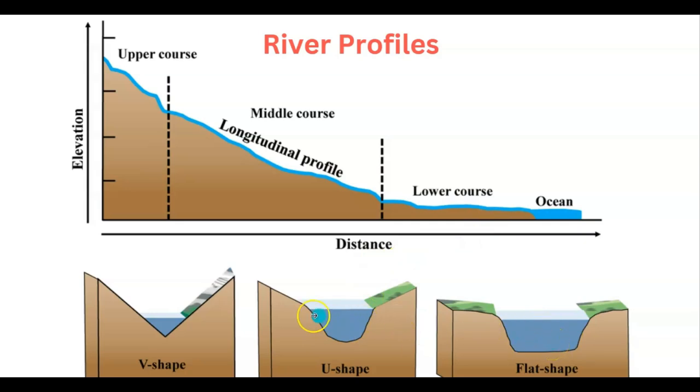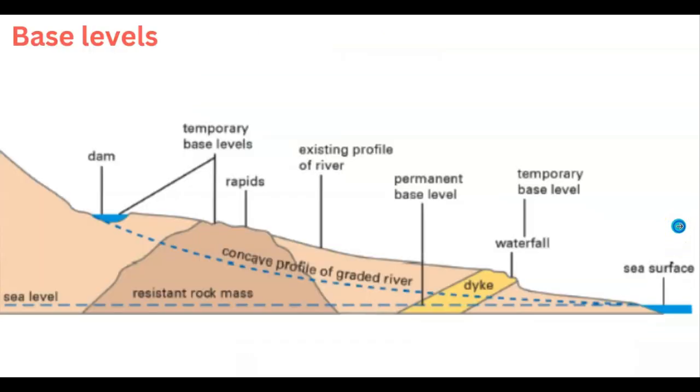The upper course will have a deep, narrow V-shaped valley. It will also have rapids and waterfalls occurring here. The middle course will have a U-shape, and the lower course will be wide open. Okay, you can see the difference between the three. All right, let's move on.